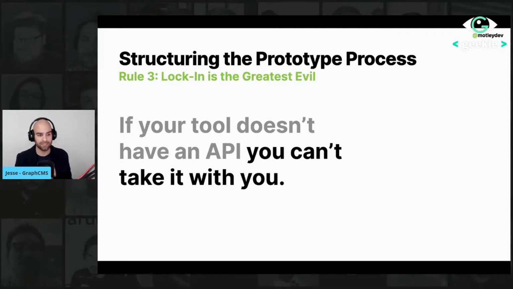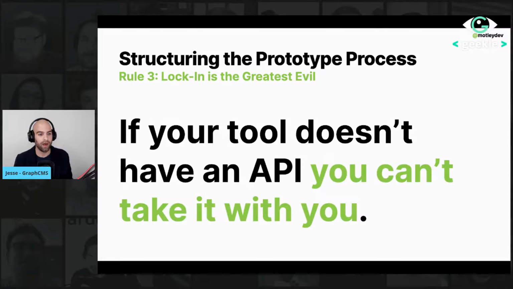So if your tool doesn't have an API, you can't take it with you. It's very similar to the second point here, and that is if your tool doesn't have an API, you can't take it with you. I just want to hammer that one more time because it is so critical in today's business development. You just have to have API-driven business goals. You have to. There is no question. And there's a lot of companies, I talk to them all the time, that don't get that yet.